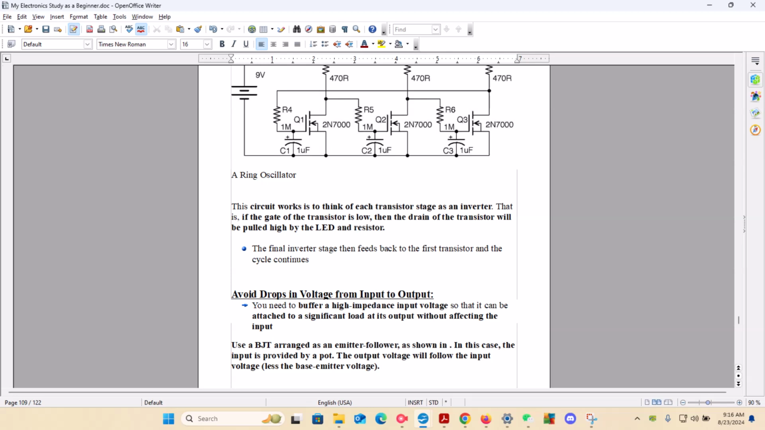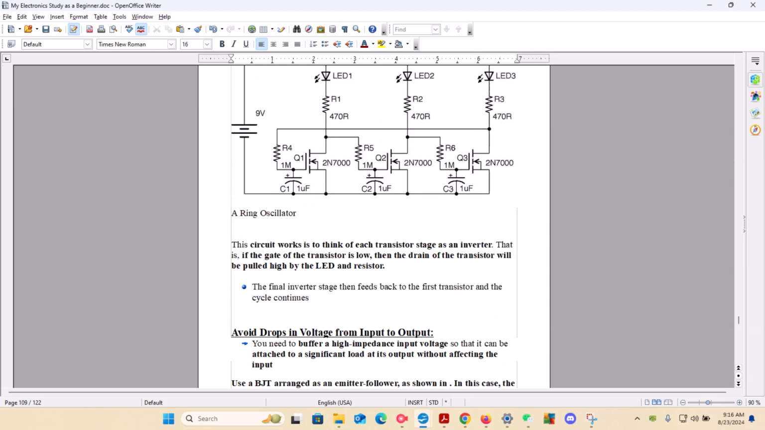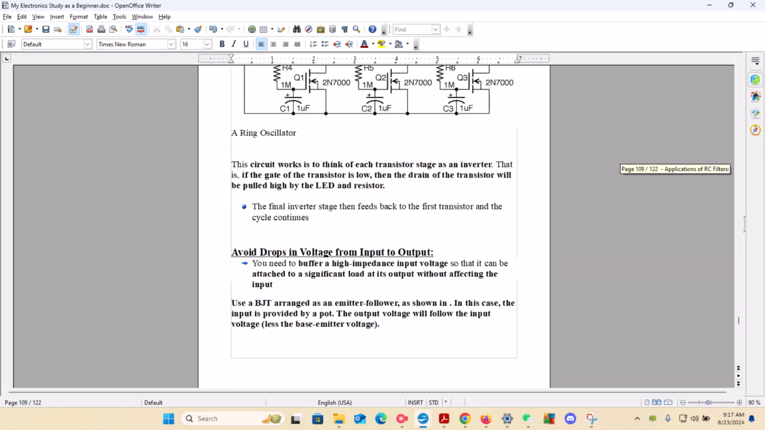Remember from the first lesson, an inverter is something that converts direct current or DC to alternating current, which is AC. Now, if the gate of the transistor is low, then the drain of the transistor will be pulled high by the LED and the resistor, which you saw initially in this diagram. Now the final inverter stage feeds back to the first transistor and the cycle continues. So once you've finished the cycle, it repeats.